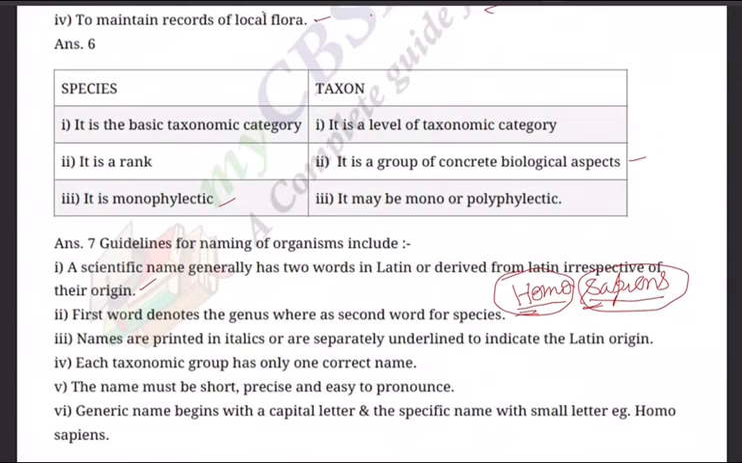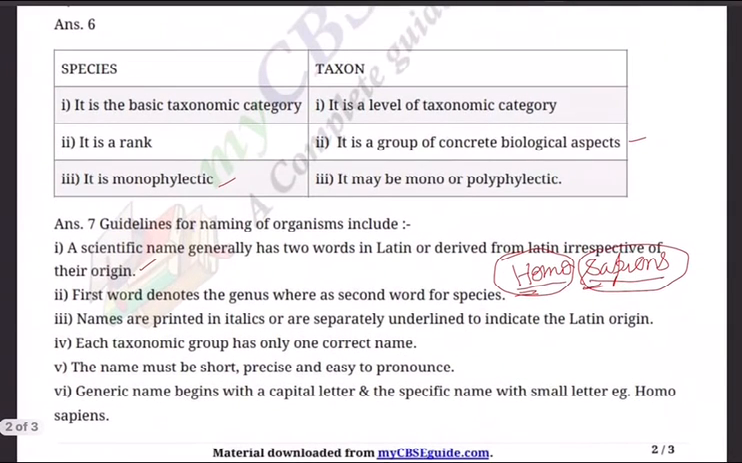Each taxonomic group has only one correct name. The name must be short, precise, and easy to pronounce. It's not so easy to pronounce actually. Some names are difficult, okay? Anyway, generic name begins with a capital letter, as I wrote H capital, and specific name with small letter, as I wrote sapiens, S small letter, Homo sapiens. Same example is given, right?